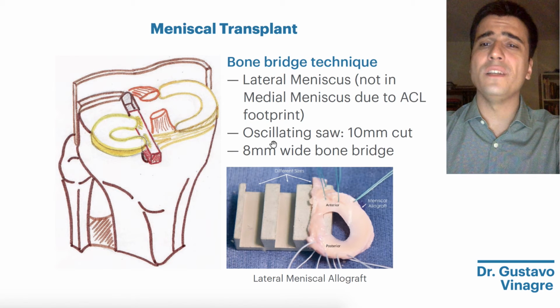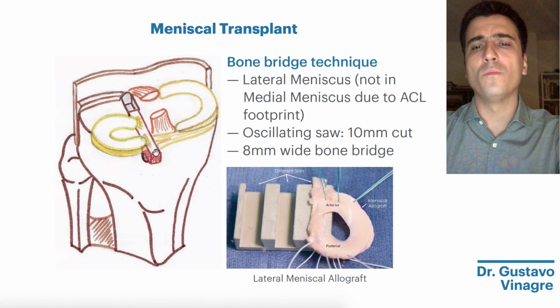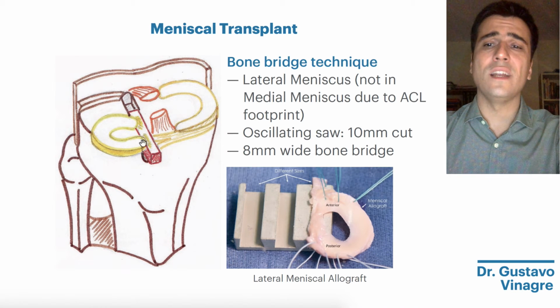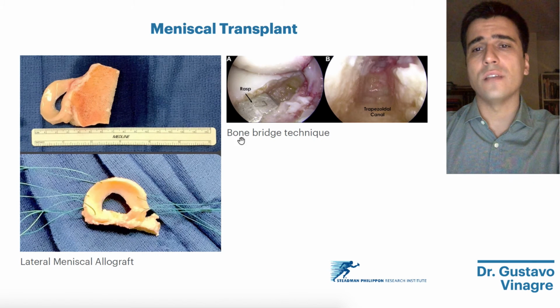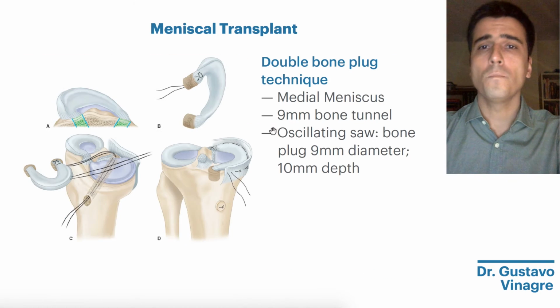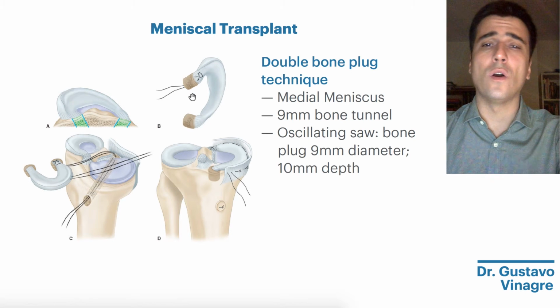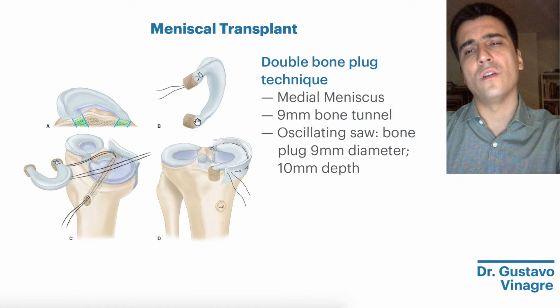In the lateral meniscus, you should do a bone bridge technique, not on the medial side because of the ACL footprint. And you should do this bone block with an oscillating saw or with a rasp, as you can see here. So on the medial side, you can do a double bone plug technique or only use some sutures on the anterior and posterior horn of the meniscus.